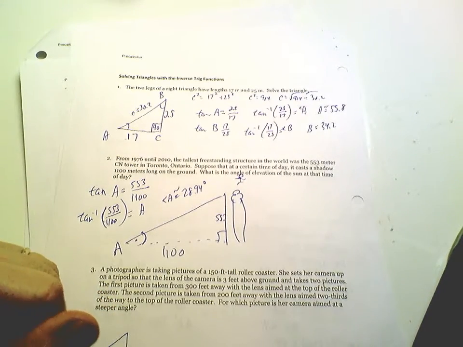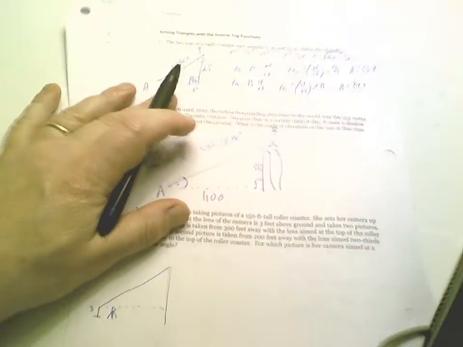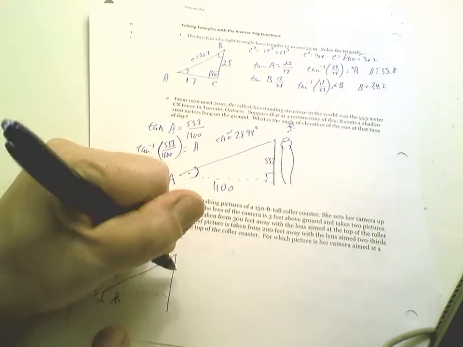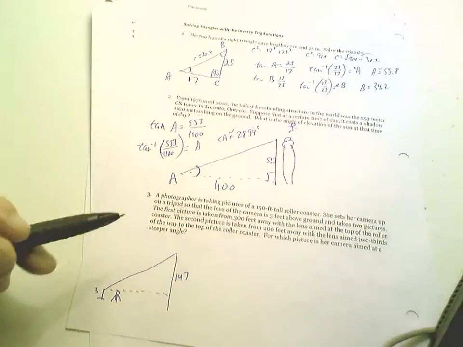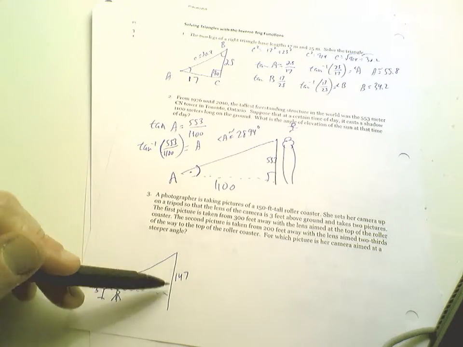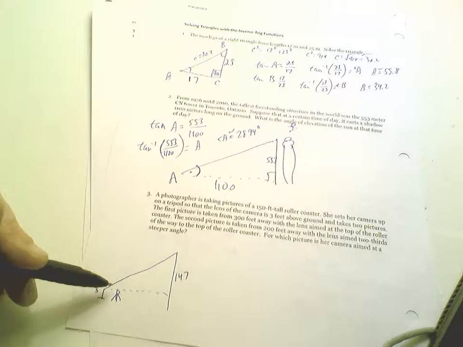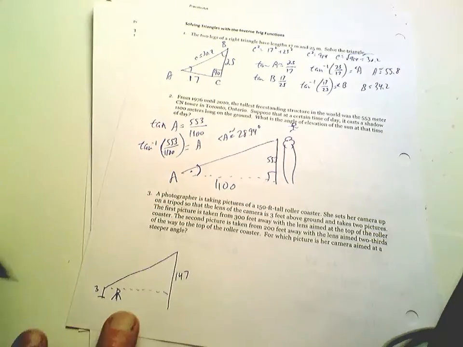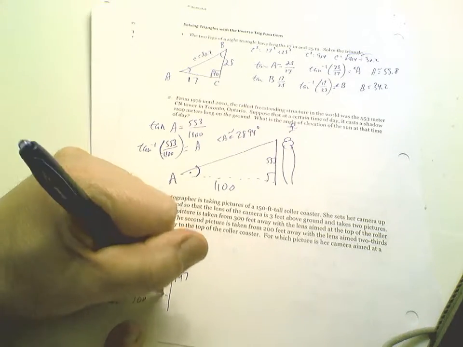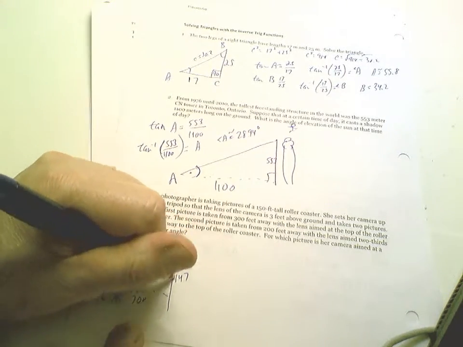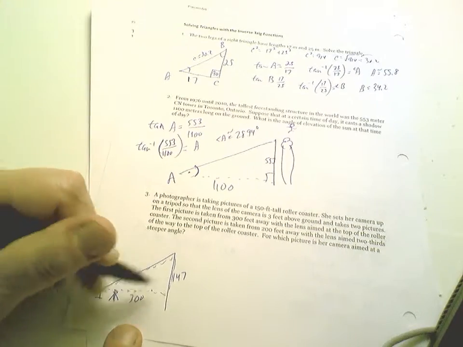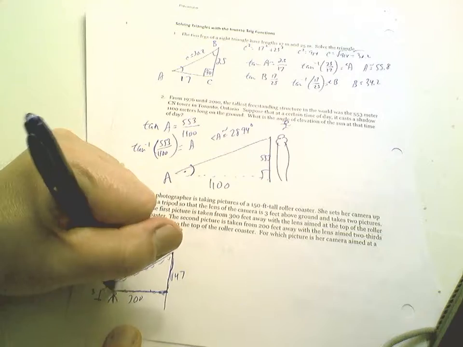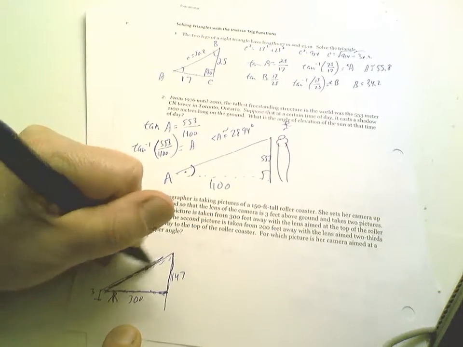Remember that my camera is 3 feet above the ground. What's that tell me? This height is 147 feet. How far away is the camera from the bottom of the roller coaster? 300 feet. So I have a nice little triangle to work with. The key things that I care about are the 300 and the 147. Here's my triangle. I'm going to really highlight it. Notice that my triangle sits 3 feet above the ground.